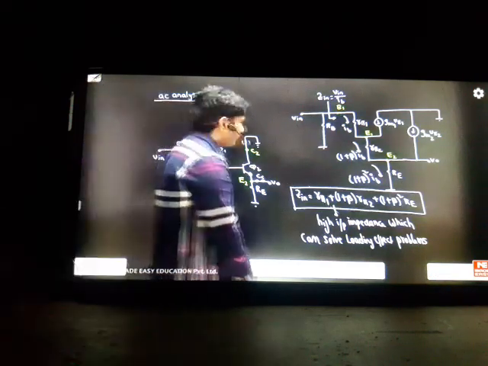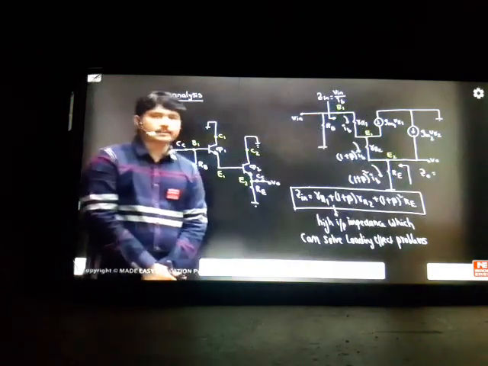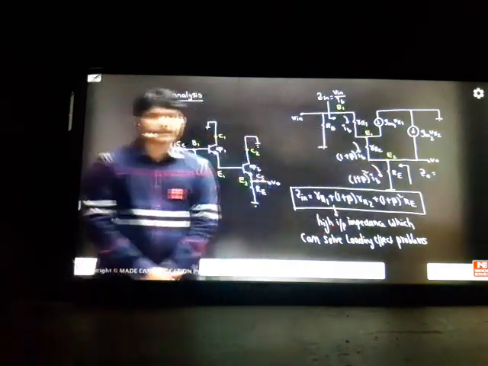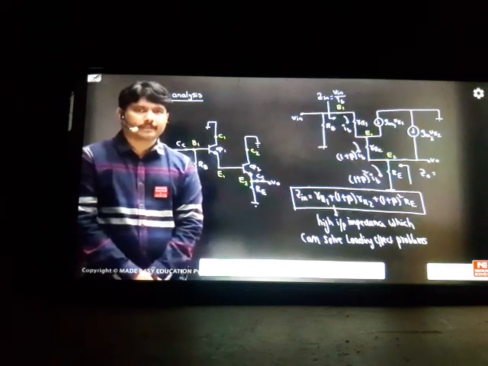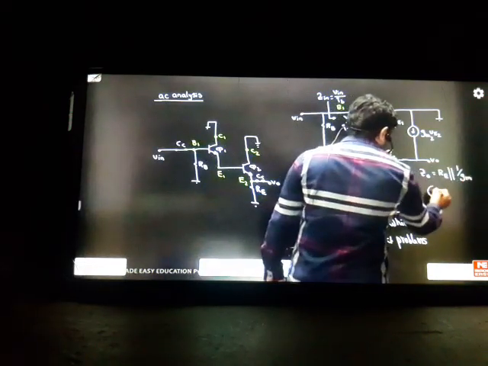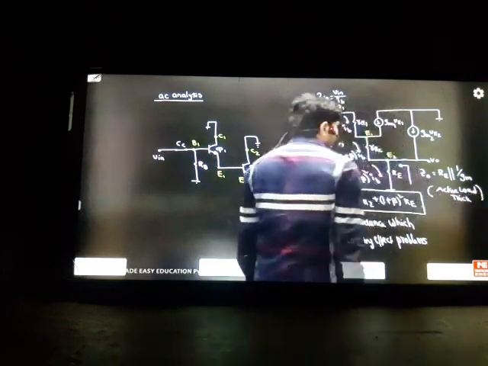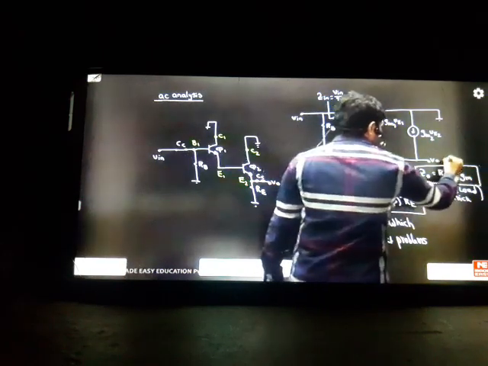At the same time, if anybody asks what is the output impedance seen from here. It's very common sense, it's very simple. Whenever you look from the emitter, using the actual load concept, it is 1 by GM. So the answer will be RE parallel to 1 by GM. This is a concept coming from the act-to-load trick. That means it is giving low output impedance.